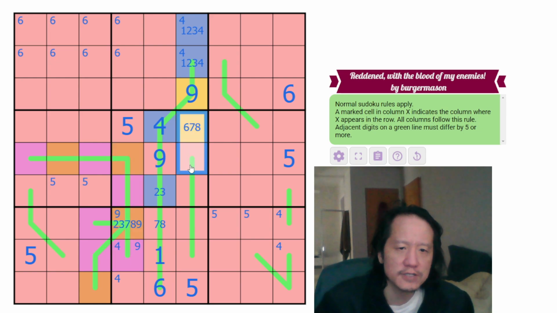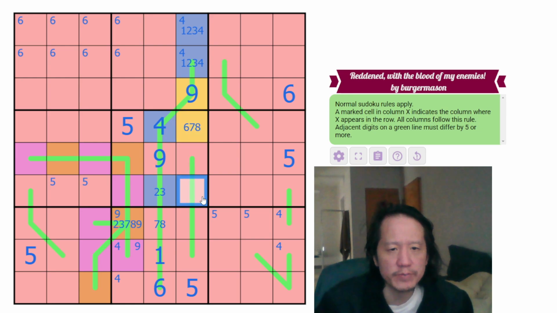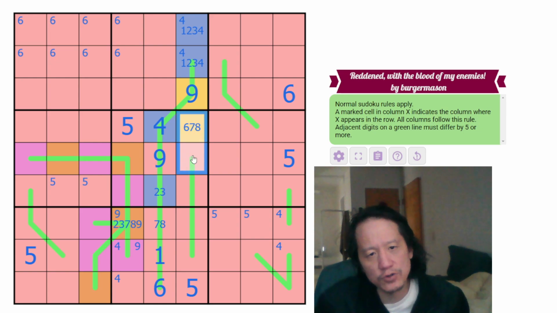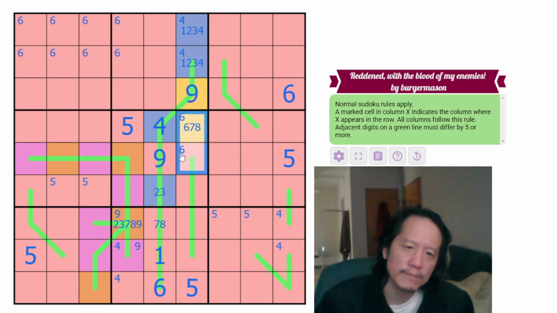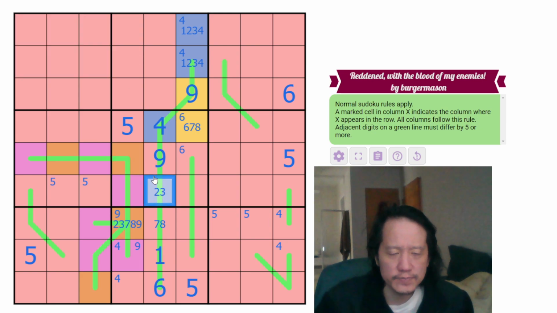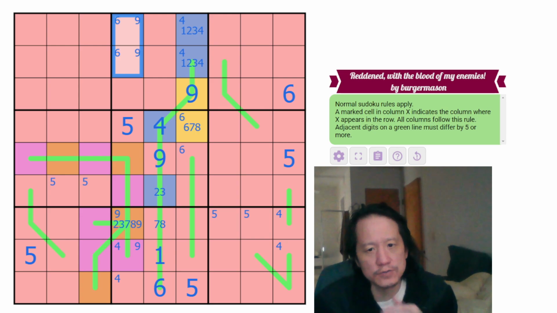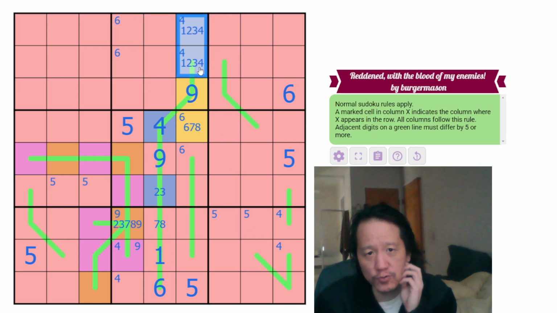Therefore, where can 6 be in box 5? It cannot be here because that sees 2 unique cells on the German whisper line, 2 unique digits on the German whisper line. So it could be either one of these 2 cells. I'm not sure what else that tells us. We know 6 has to be one of these 2 cells. This is a 4, obviously.